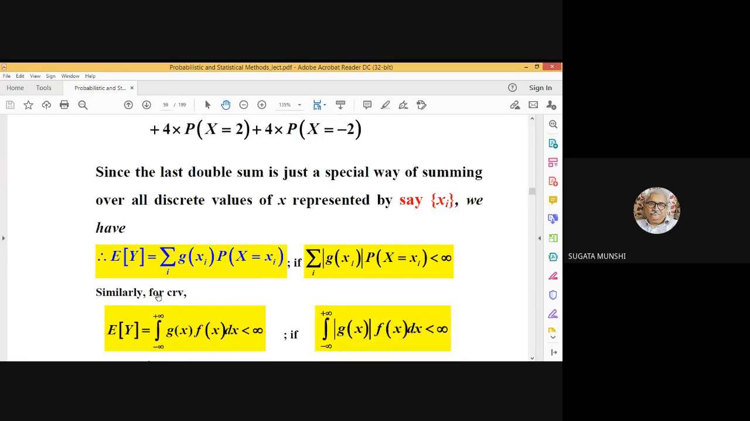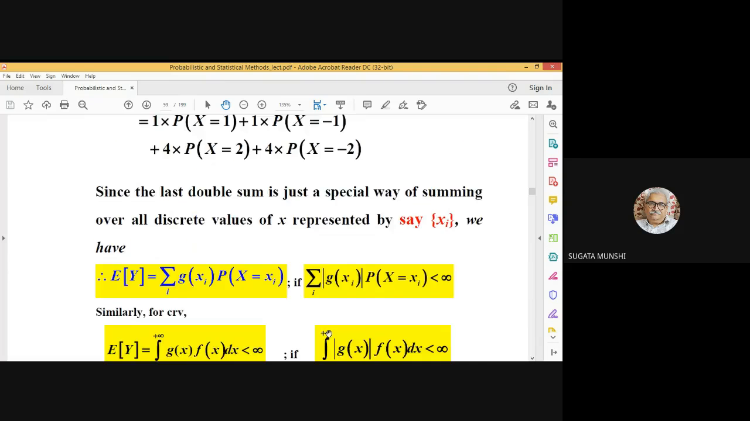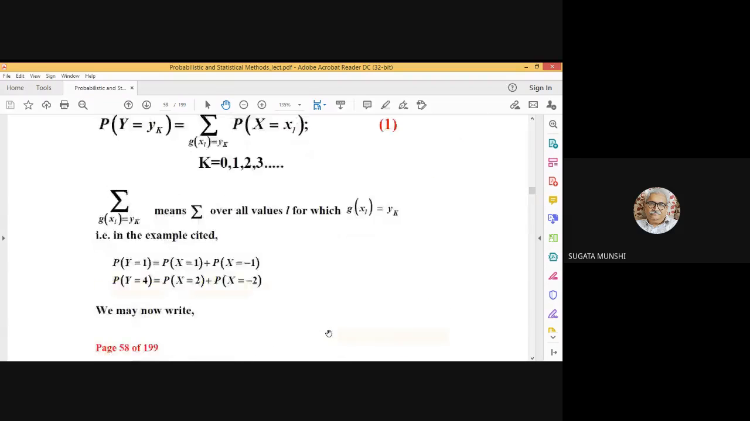Similarly, for a continuous random variable, it can be shown that the expectation of y will be simply the integration from minus infinity to plus infinity of g(x) f(x) dx, if this is absolutely integrable, that means if the integration from minus infinity to plus infinity of the magnitude of g(x) f(x) is finite. So I have tried to give a very simple proof.